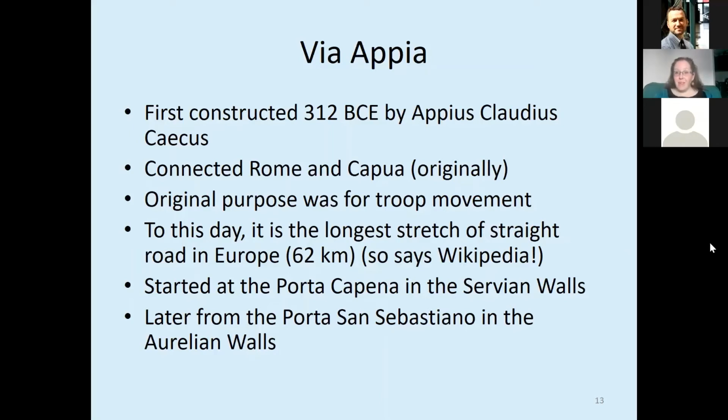Yeah, 62 kilometers. Yep, straight road. Pretty impressive for a road that was built 2,300 years ago. It started at the Porta Capena, that lump of stone with a bunch of trees on top of it, in the Servian Walls. So we have this connection here. Although later on, it actually started from the Porta San Sebastiano in the Aurelian Walls. So when the new walls were built, we have a new start for this road.